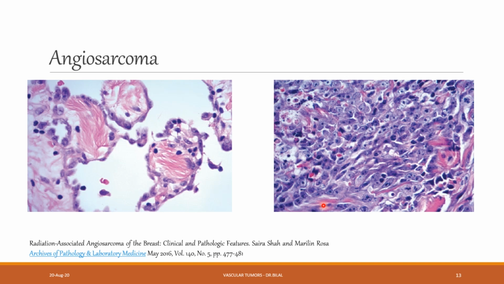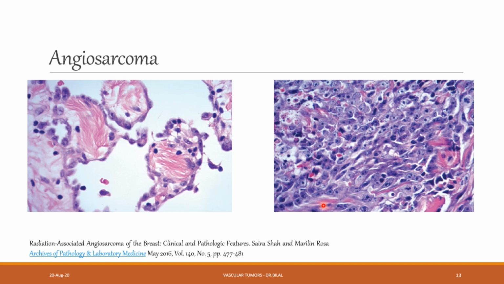So this is how an angiosarcoma looks. Interconnected vascular channels lined by cells that show a marked degree of atypia, nuclear polymorphism, and prominent nuclei. This is how an angiosarcoma looks. This is how a scenario of angiosarcoma may be given.